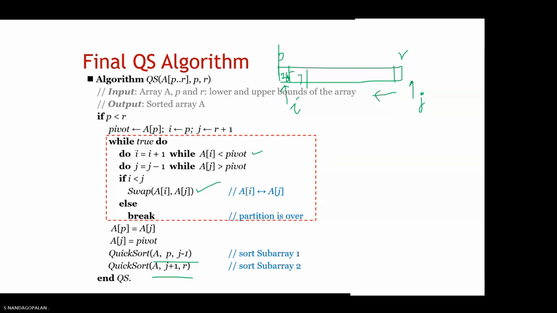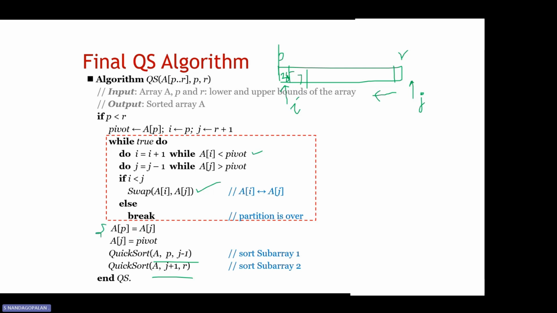Supposing this condition is false, that means you have already reached a stage where I has overlapped or crossed, and no more comparison is required. Hence you have to break this loop. So this loop, this dotted line box, is broken. Next, what should you do? You should swap the pivot with the element pointed by J.